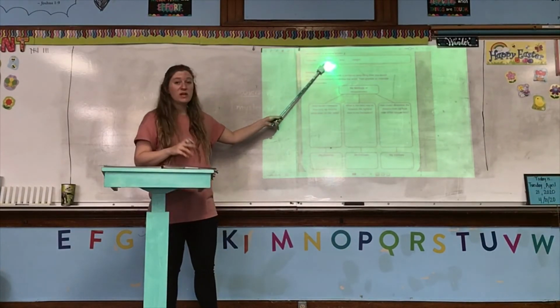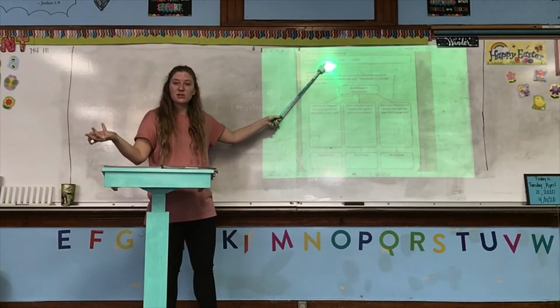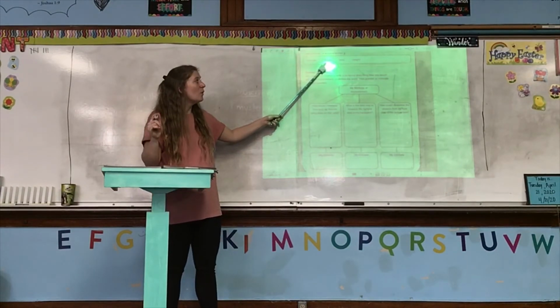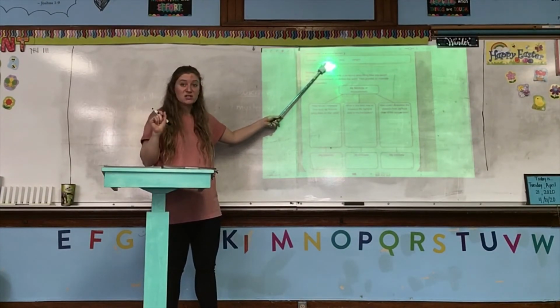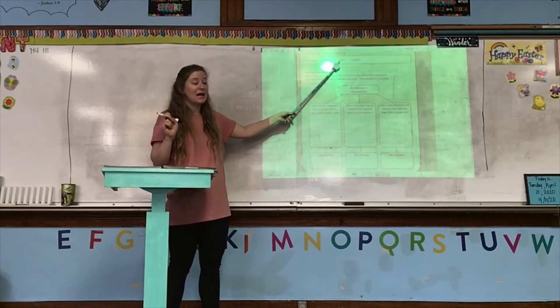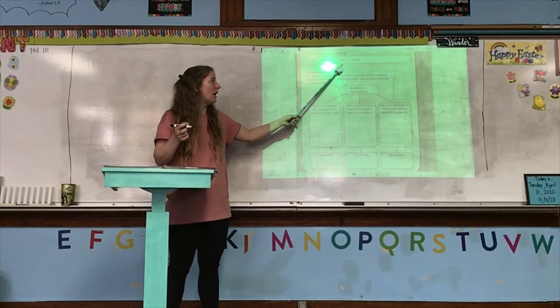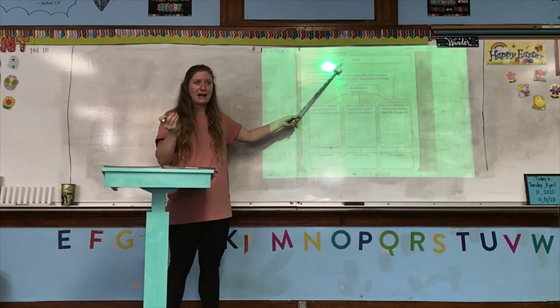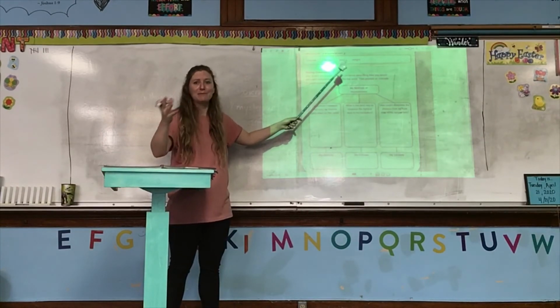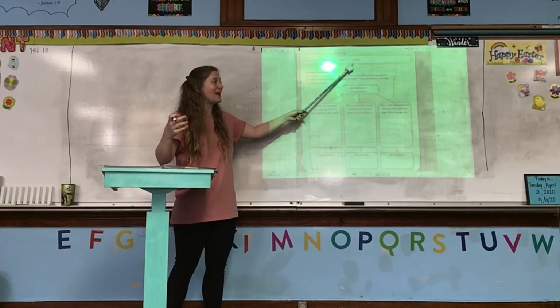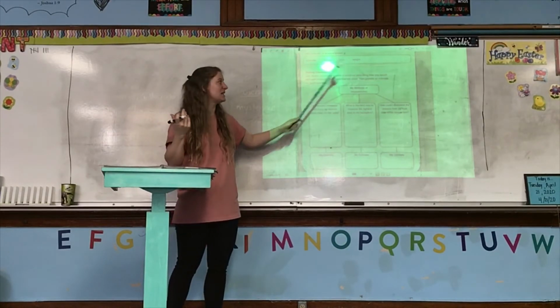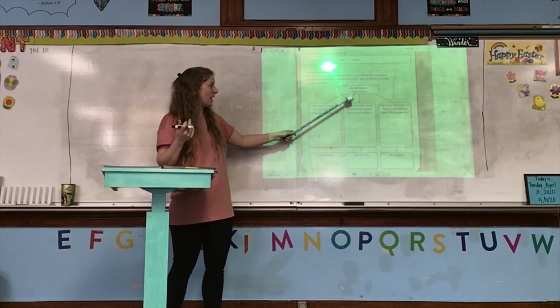Length, we know based on prior knowledge and what we just learned in science a few weeks ago, measures how long or short something is. Time, we know, tells how much time or how long a period of time is. And weight tells us how heavy or light something is. So now let's look at our chart.